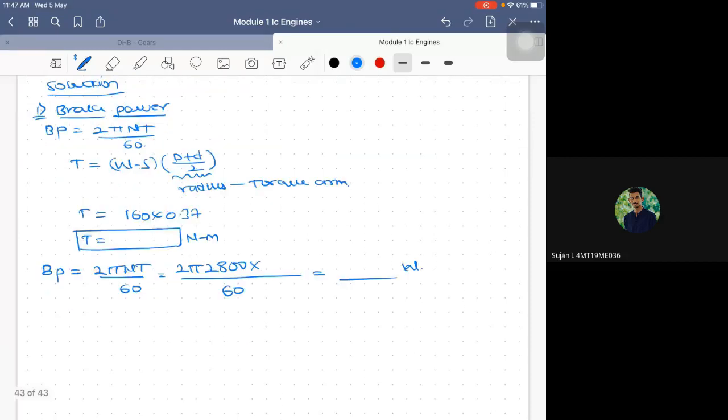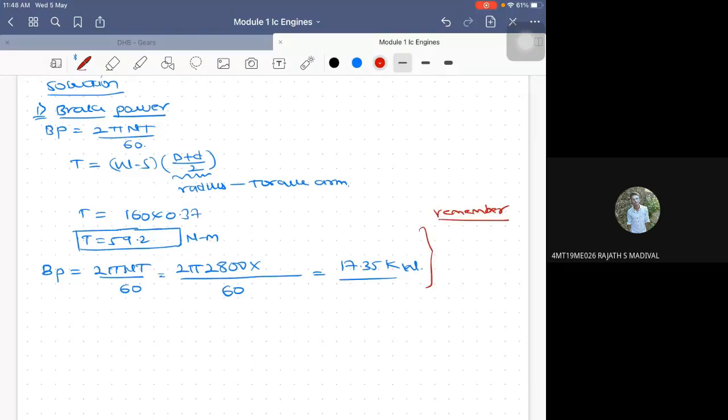Next one, the torque. How much is the value? 17.35 kilowatt. Torque is 59.2 newton meters, sir. So this is 17.35 kilowatts. Okay, very good. So remember this.